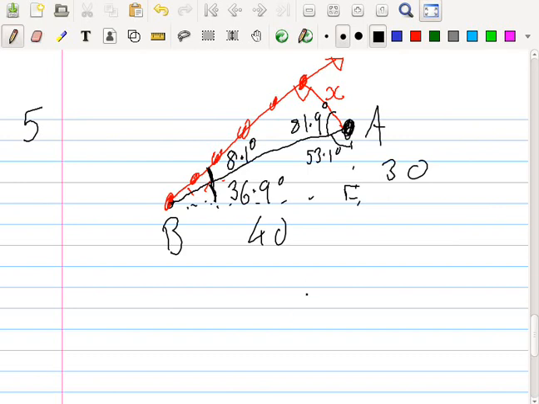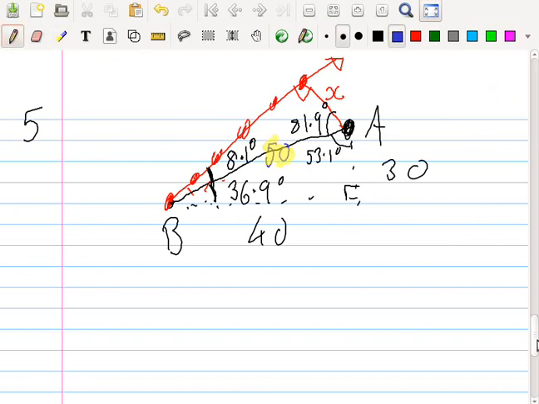How did I get which one? 53. Because the total here has to be 180. So I have all the angles now. Also, this is a right angle, so I can use Pythagoras, yes? So if this is 30, this is 40, who can tell me with Pythagoras what the hypotenuse is? 50. The hypotenuse here is 50.